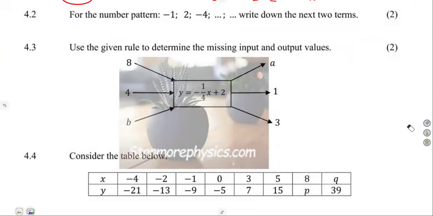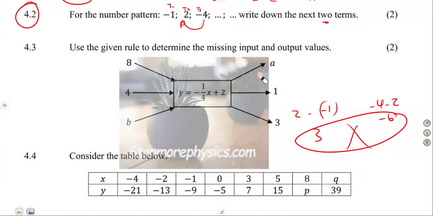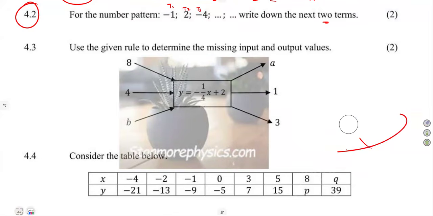All right. Write down the next two terms on question 4.2, for the number pattern that we're given: -1, 2, -4, and so on. So this is our first, our second, our third. Do we have a constant difference or a constant ratio here? If we subtract, it is going to be 2 minus -1, which is 3. Then -4 minus 2, which is -6. So the constant difference does not work. If the constant difference does not work, you move on to the constant ratio.